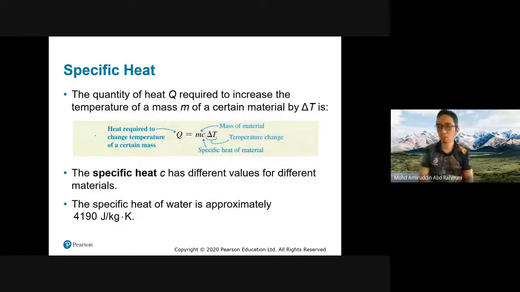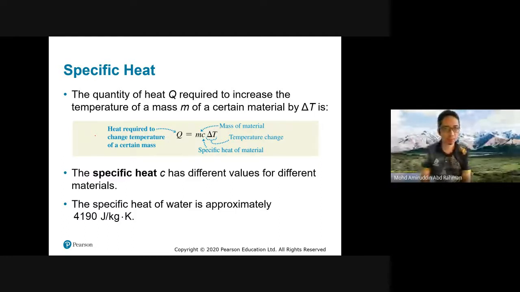We also have a specific heat. What is a specific heat? The specific heat relates to the quantity of heat, defined by Q, required to increase the temperature of a mass of a certain material by delta T, the change in temperature. So Q equals mc delta T. M is the mass of the material and c is the specific heat of the material. Q is the quantity of heat required to change the temperature.